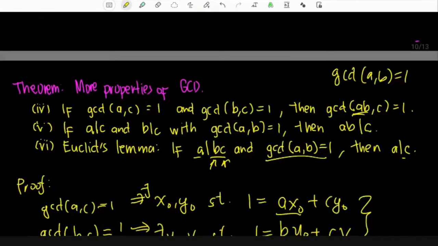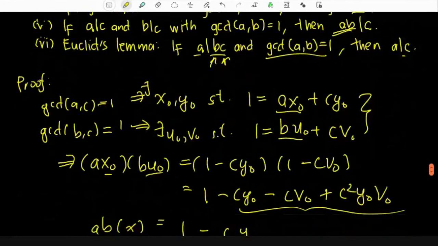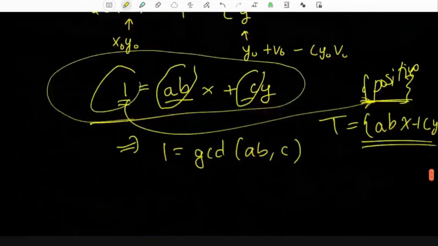Next, if A divides C and B divides C with GCD ng A, B equals 1. Ganun ulit. Hanapan mo lang ng linear combination yung A, B, tsaka C para mapakita mo yung product na AB divides C. Okay. So, simulan natin dun sa given.